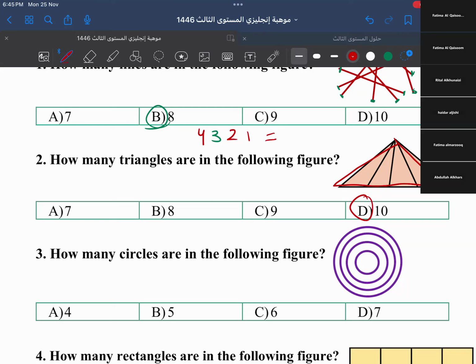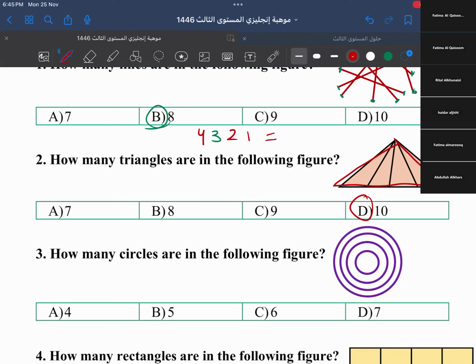So you're familiar, do you understand? This is the correct way to count the shapes normally, okay? Start from the smallest and then get bigger and bigger till you get to the biggest shape. Is that clear?